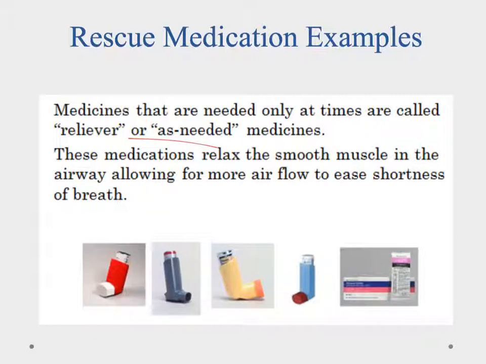And these are just some pictures of some albuterol inhalers. As you can see, there are so many different kinds of them. It can be very confusing to a patient, so it's important that we educate them about it. A lot of times they don't know what they're called, but if you show them a picture of it, they'd be able to identify it.